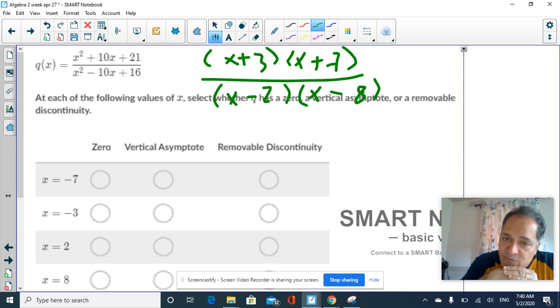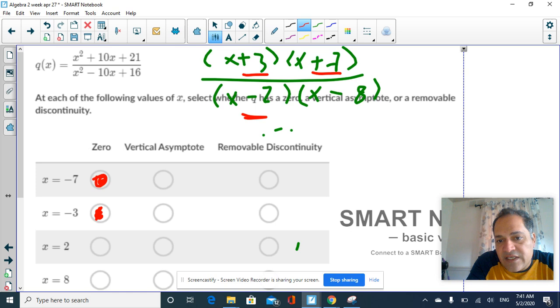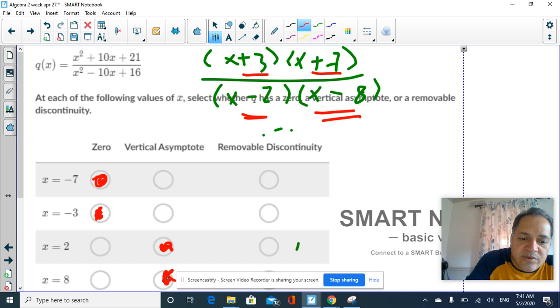Okay. Do we have removable discontinuity here? Do we cancel out any? No. So there is no removable discontinuity. So now we have zeros, yes, at x equal negative 3 and x equal negative 7. We have asymptotes, yes, at x equal 2 and x equal 8. Vertical asymptote. Do we have a removable one here? No, because we never cancel out. We didn't cancel out any. There is no common factor between top and bottom.